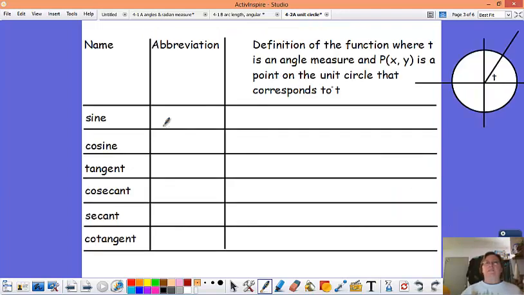We're going to write definitions for the 6 trigonometric functions, where t is an angle measure, and you can see I have it pictured here. P is a point whose coordinates are x and y, where the terminal side of the angle intersects the unit circle.